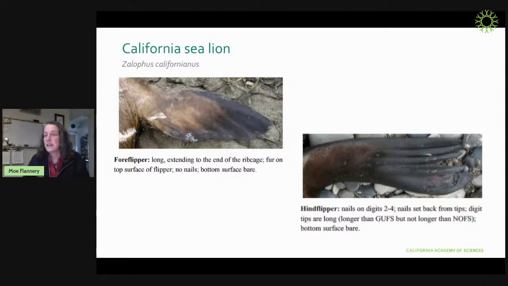So California sea lion foreflippers are large and they do not have nails on their foreflippers. That is also going to be a key characteristic. And on their hind flippers, they do have nails. And you can see here that the toes are pretty much the same length. There's a tiny variation in length, but these hind flipper toes are very similar in length and they have nails.